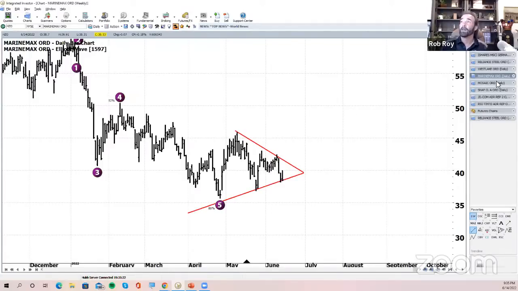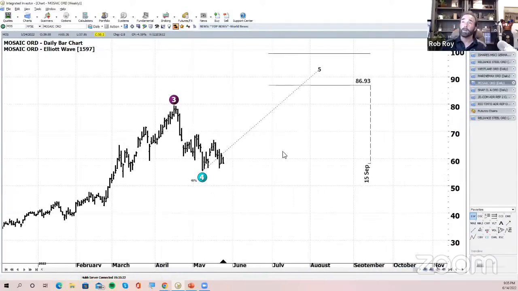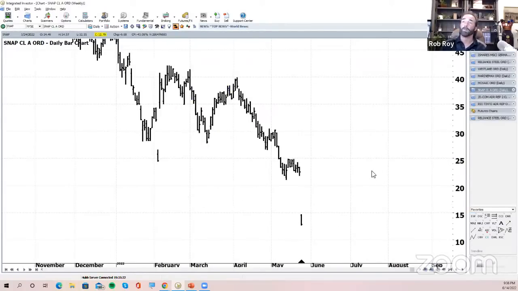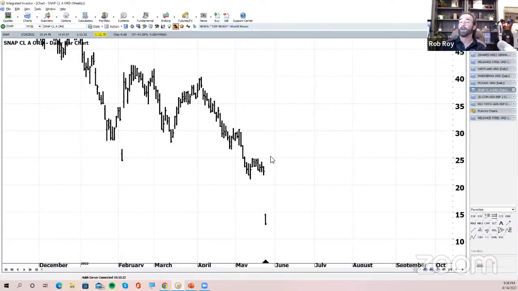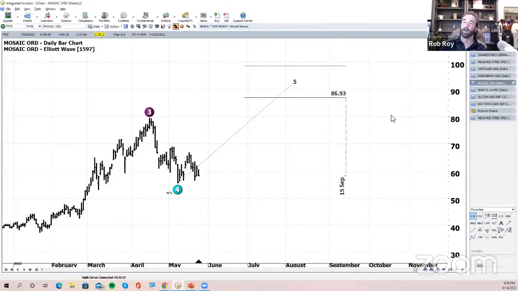Well, then we had Mosaic, where we looked at this. Now, this one we gave you the 2 and said, hey, do you think there's a better chance of Mosaic bouncing, or do you think there's a better chance of Snap coming back to fill that gap, which had just had that big down day? It was a little bit of a setup, and I'll explain why here in a second.